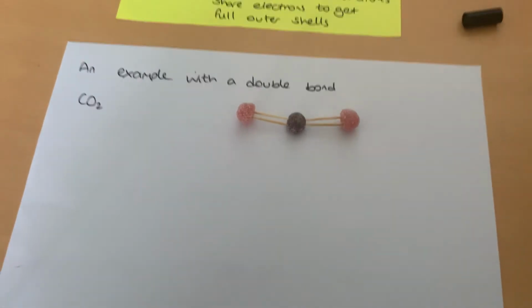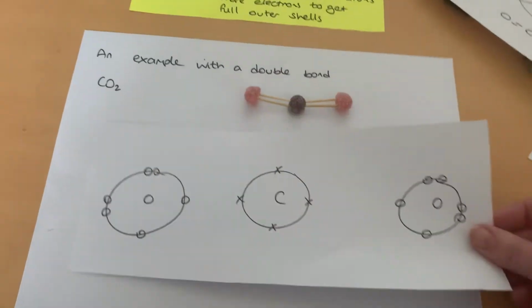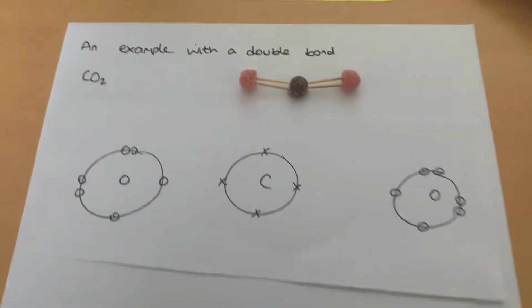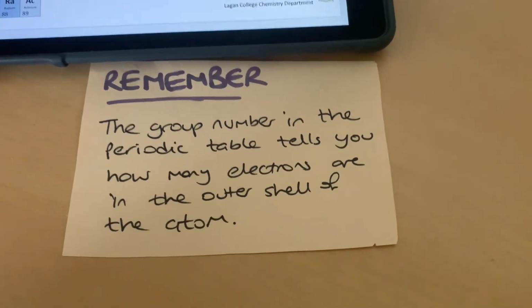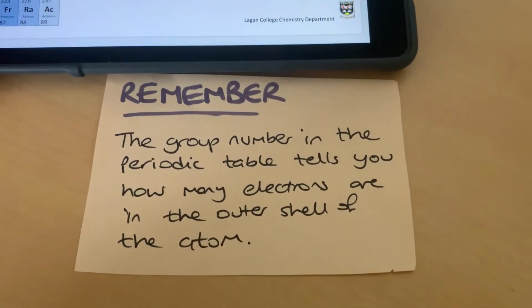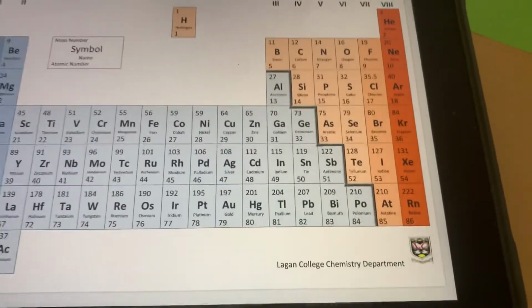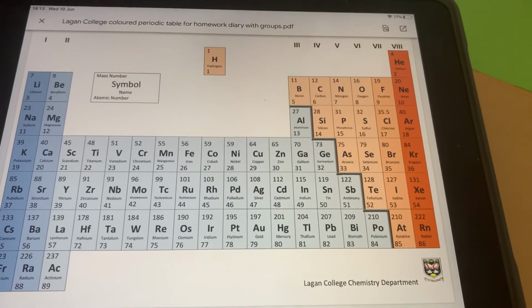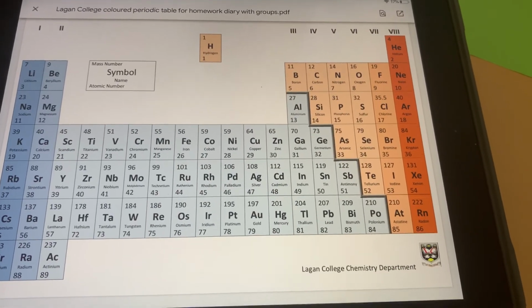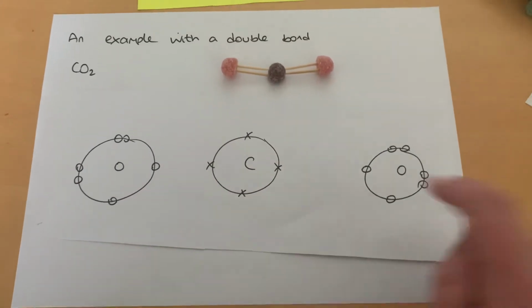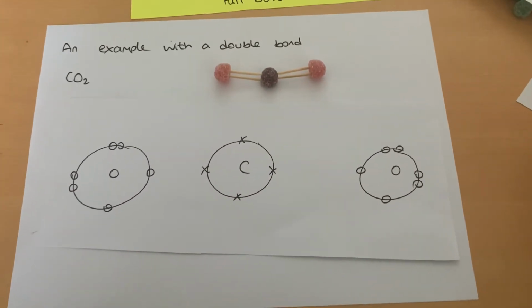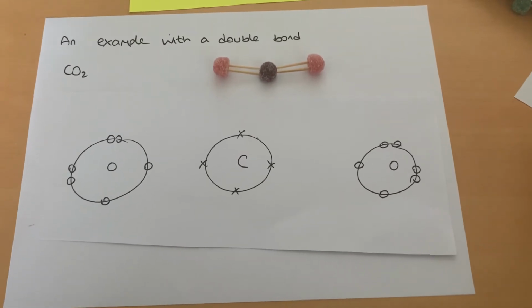So if we look at how the electrons are in their atoms, in the periodic table, remember, here's our little reminder, the group number in the periodic table tells you how many electrons there are in the outer shell. So carbon is in group 4 and oxygen is in group 6. So that tells you that there's 4 electrons in the outer shell of carbon and 6 in the oxygen. And they both want to get 8 in their outer shell. So how are they going to do that?